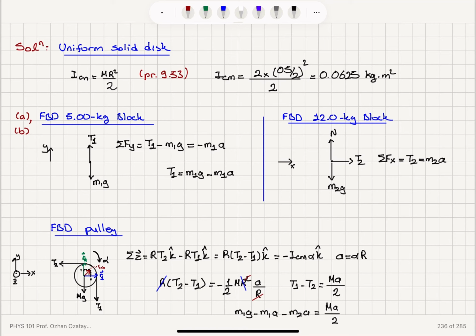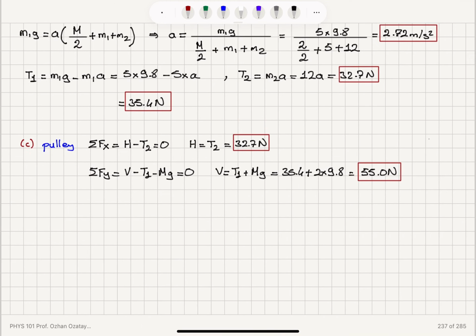So by writing the torque equation, rotational form of Newton's second law, I obtain a relationship T1 minus T2 equals ma over 2. And for T1 I substitute this result, for T2 I substitute this result and isolate acceleration, and I can find its numerical value by plugging in the numbers. Then I can use my acceleration in T1 and T2 equations to calculate the tensions.